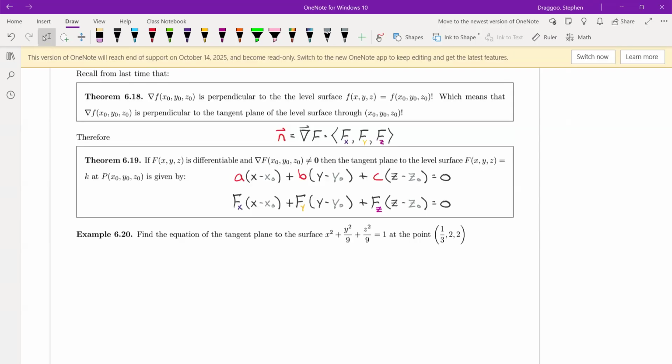So recall the equation of a plane should be a times x minus x naught plus b times y minus y naught plus c times z minus z naught. And those a, b, c values are just going to be our function's partial derivatives at x, y, and z. Again, coming directly from the gradient, since I know my normal vector should be equal or at least parallel to my gradient vector.